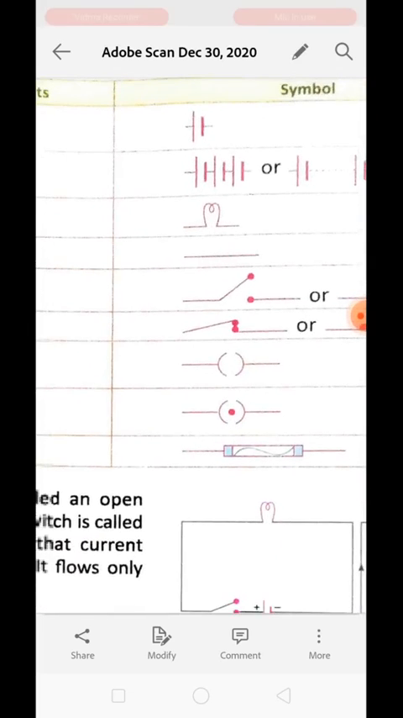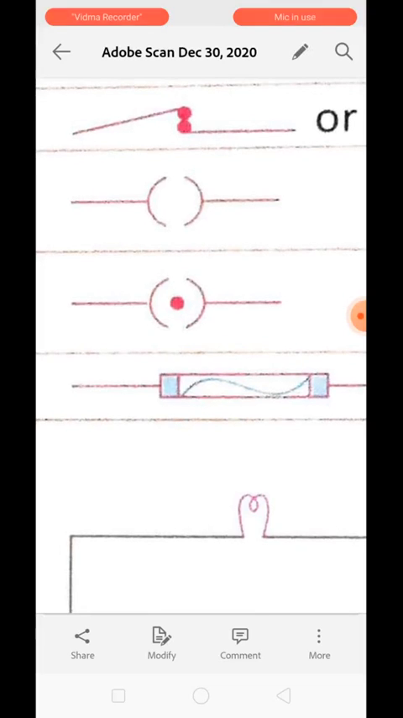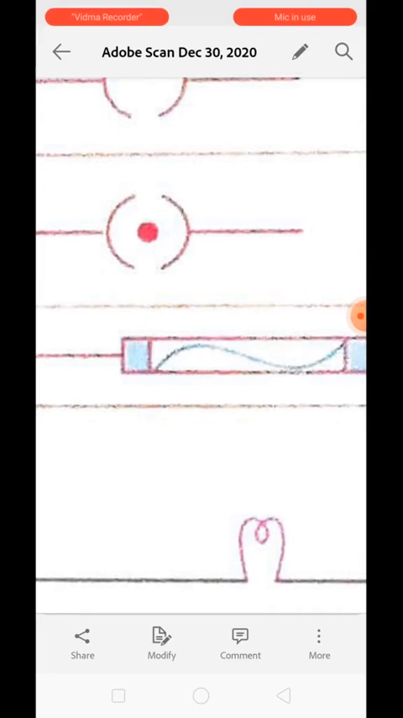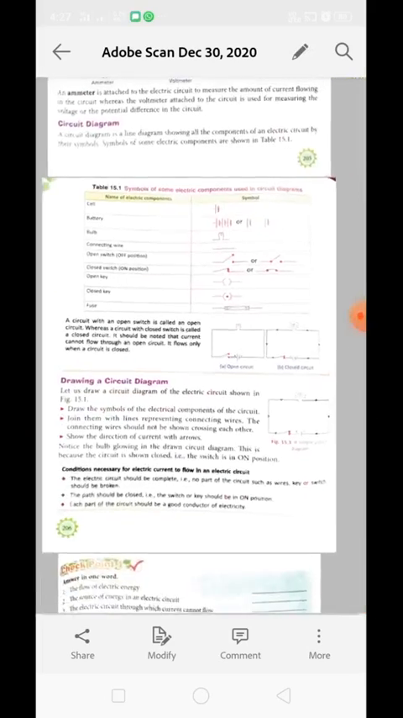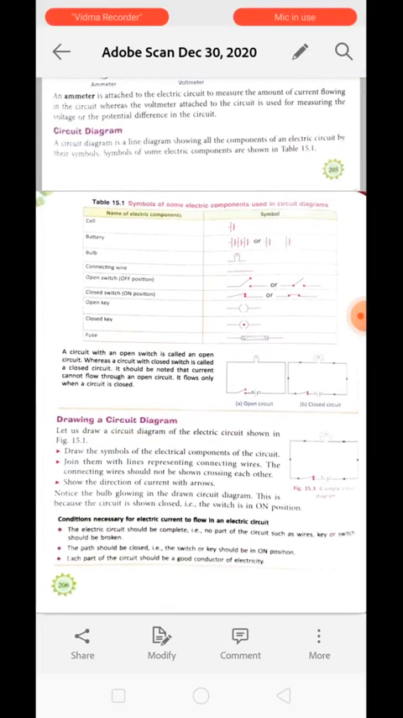You can see all. Yes, and over here this is the one which is known as a fuse, which we use in many devices to protect the device. Okay, so this is a fuse. These are all symbols of the components of a circuit.